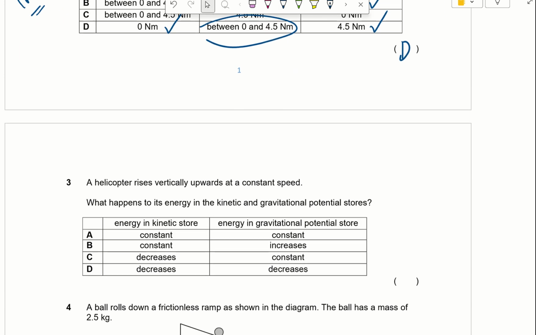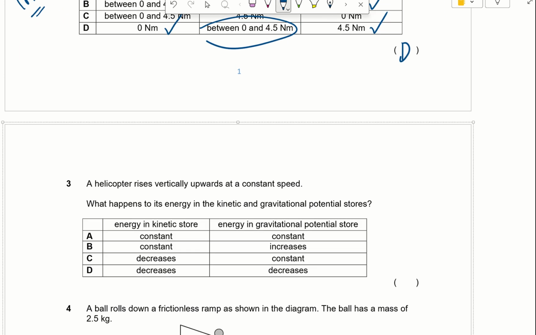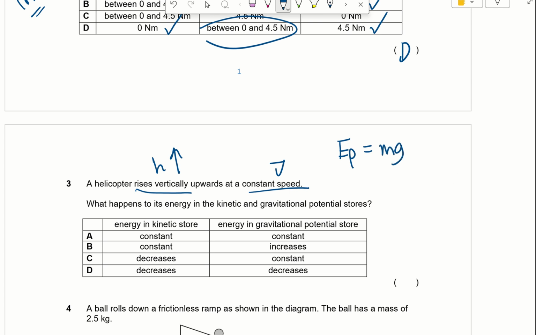Okay, question 3. A helicopter rises vertically upwards. That means the height is increasing. At a constant speed, that means the v is constant. Okay, so recall gravitational potential energy. The formula is mgh. For kinetic energy, it is half mv squared. So if the h increases, that means my energy in the gravitational potential store will increase. So straight away, my answer will be B.